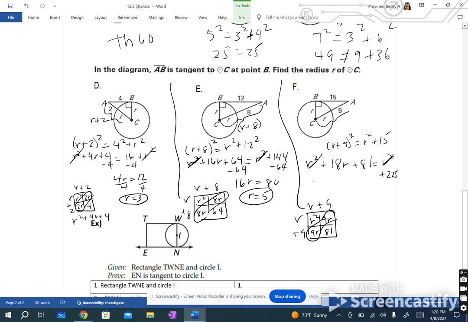The r squareds are gone. I'm just going to rewrite it. There. All right, let's get a calculator out. We'll subtract the 81. We have 225 minus 81 is 144. And divide by 18, which is 8. Come on, pen. r is 8. It won't write. There it goes. Whew.